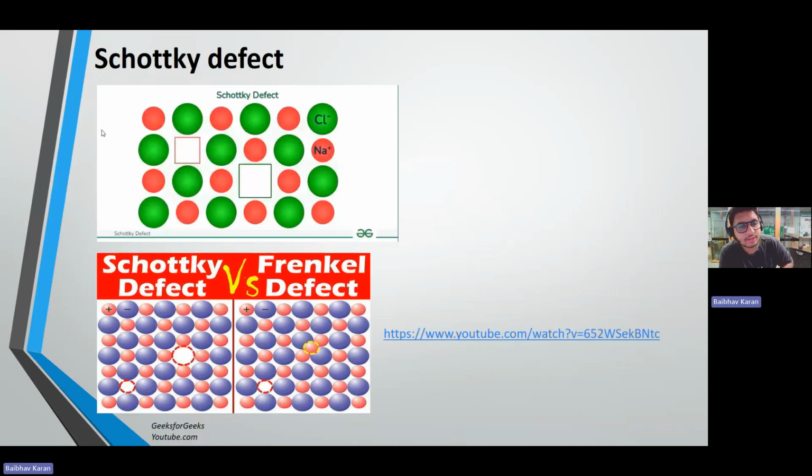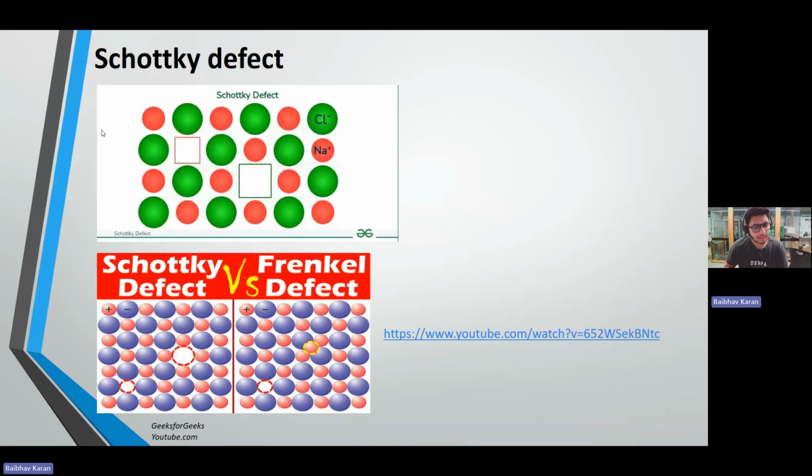Then we discussed Schottky defects. So what is a Schottky defect? A Schottky defect is also seen in ionic solids. What happens here? There is an absence of a positively charged element. Along with that, to balance the charge, there is an absence of a negatively charged element. So two lattice sites are vacant: one positively charged lattice site is vacant, and one negatively charged lattice site is vacant.